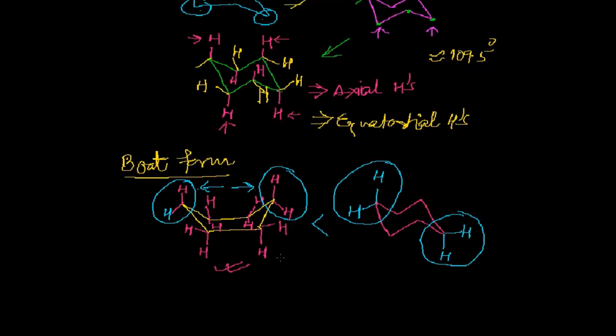If we have to analyze, we can also draw its Newman projection formula, and then we can compare their stability. So we can again say that out of these two forms, this form is more stable. So we can say chair is more stable than the boat form.